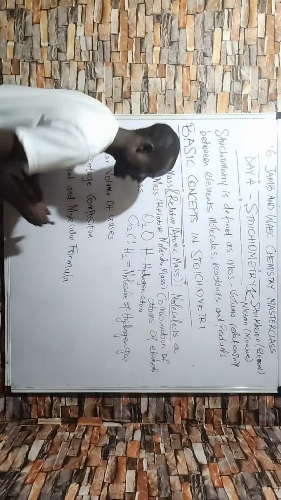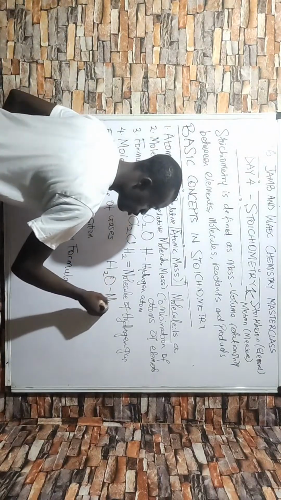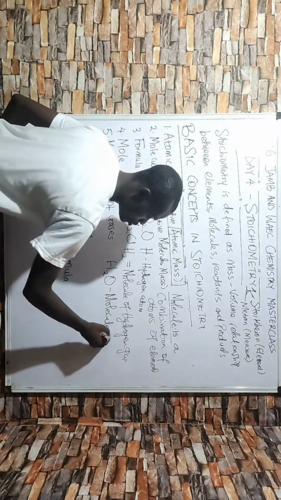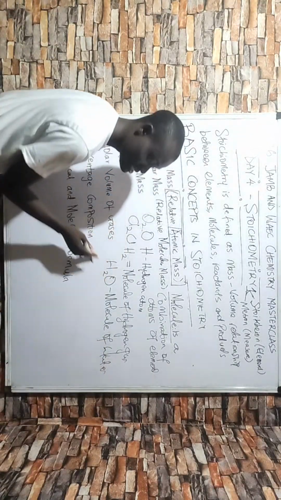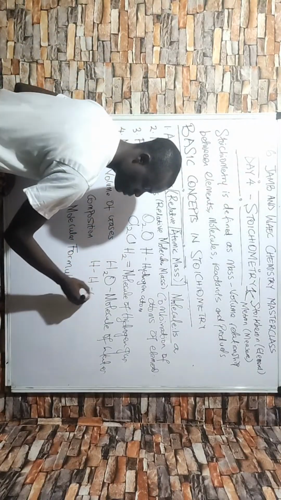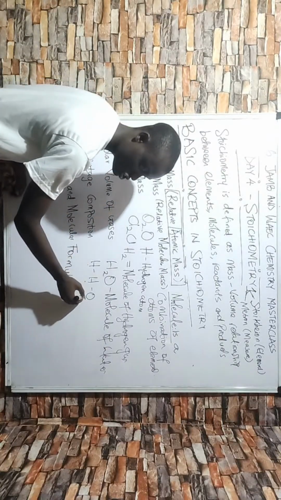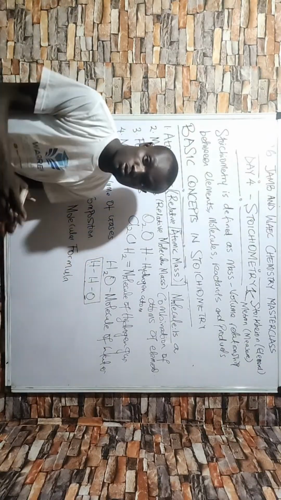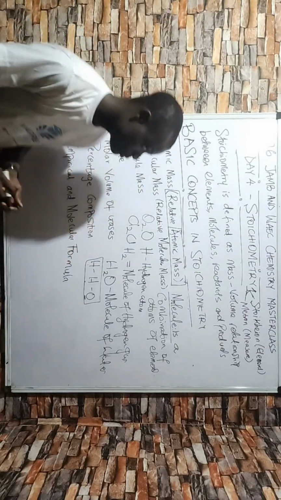Different in the sense that we have water. This is H2O. This is a molecule of water, or water molecule. So why is this a molecule? Because their atoms are joined together. Here we have hydrogen, then we have oxygen. So we have joined this hydrogen atom with this oxygen atom. So take note, a molecule is simply a combination of atoms.